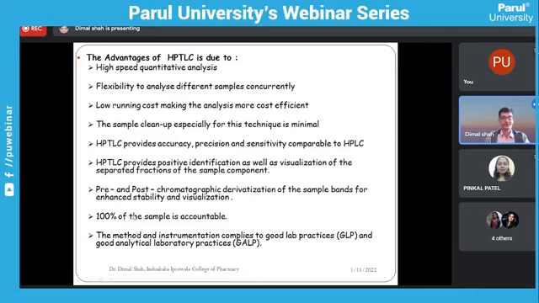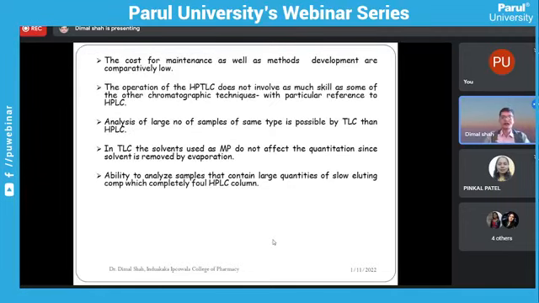Your 100% of the sample is accountable. And this method and instrument comply with good laboratory practice and good analytical laboratory practice. So that shows the popularity of HPTLC. Now, two more advantages if we discuss: cost for maintenance is comparatively low, as I already said.